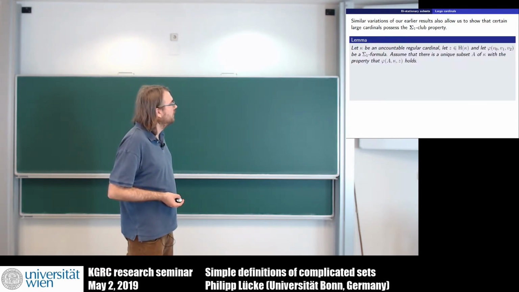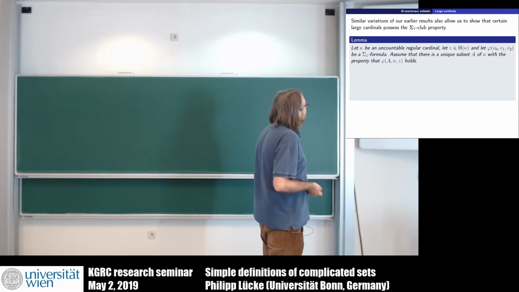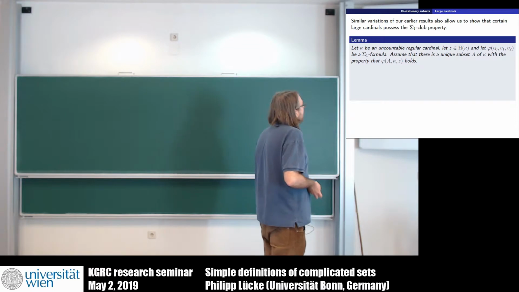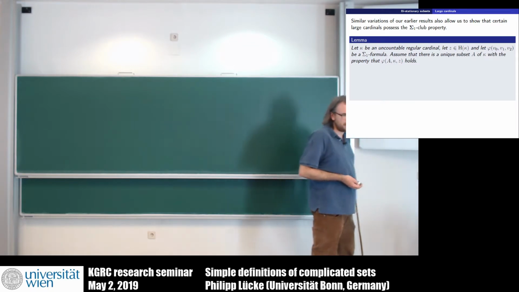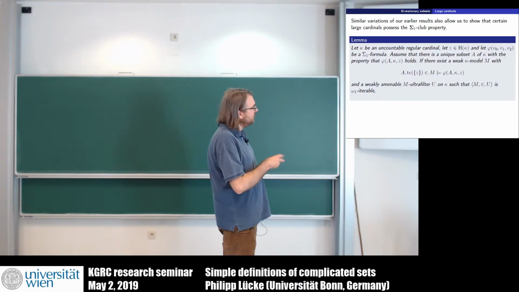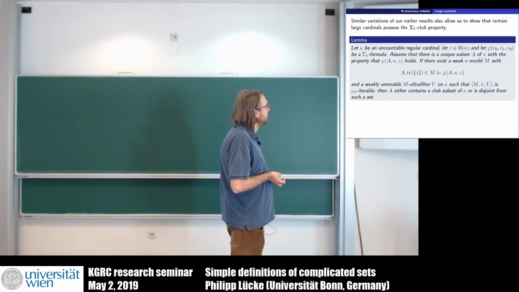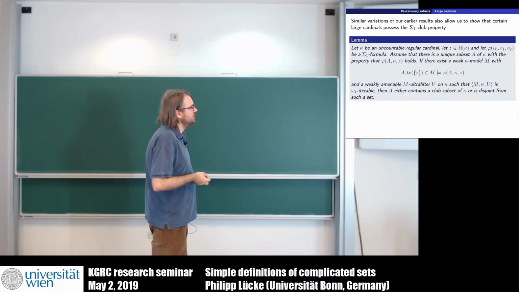Okay, so now we'll give a very explicit formulation of this lemma. We take some sigma 1 statement with an element of H kappa as a parameter, where kappa is just some uncountable regular cardinal. And we assume that this sigma 1 formula and the parameter define a unique set A. Now, if all of these things are contained in some iterable model, then this uniquely defined set either contains a club or is disjoint from a club.